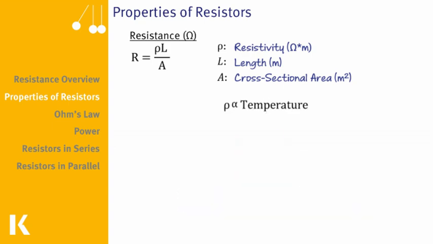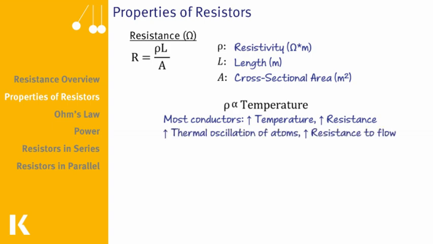There's actually one more factor that affects resistors, which we have not brought up yet, and that is temperature. For the vast majority of conductors, as temperature increases, so does resistance. This is because the increase in temperature gives the flowing charges more kinetic energy, which results in more Brownian motion, more interactions with other electrons, and thus an effective increase in resistance to flow.